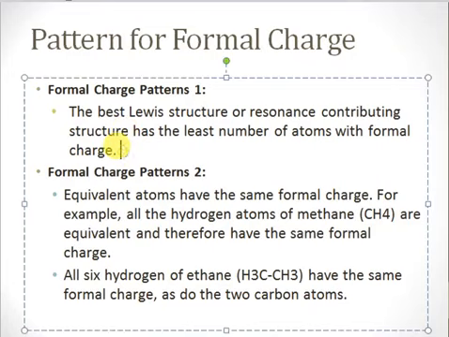If you remember the rules of resonance, the resonance structure which has the least charge will be the most stable. The same applies here: when you have written the best Lewis structure, or the resonance structure with the most contribution, that structure will have the least number of formal charges. For example, if I draw a structure and say it is the most stable of all the resonance structures, you'll know that the least number of atoms will have formal charge in it.